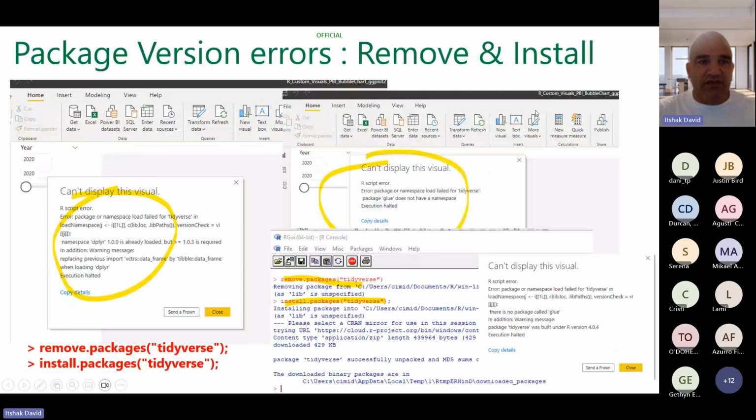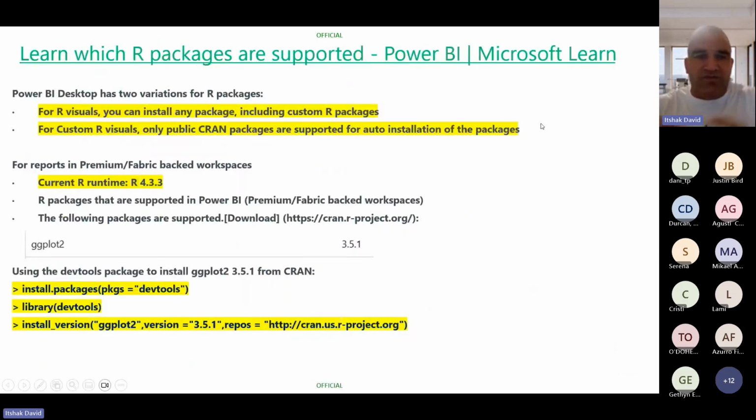Okay, so I told you that if you want to use R visuals, you can install any packages, including a custom package, in these links, or you have custom visuals, which you can use only for public CRAN. So the current runtime is 4.3.3.